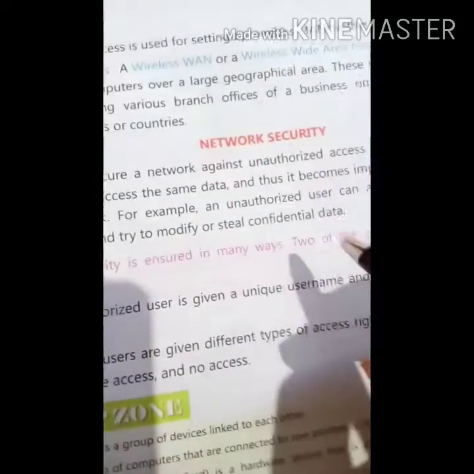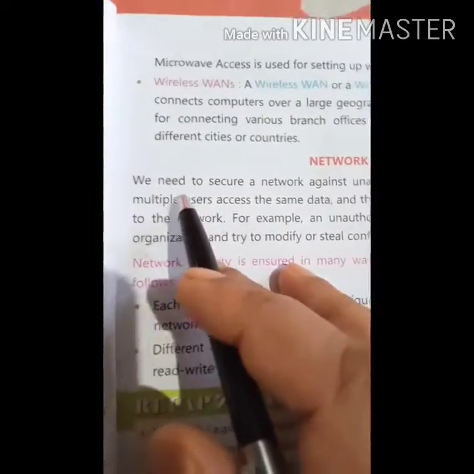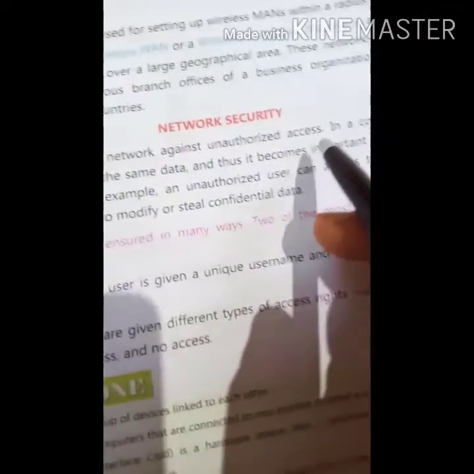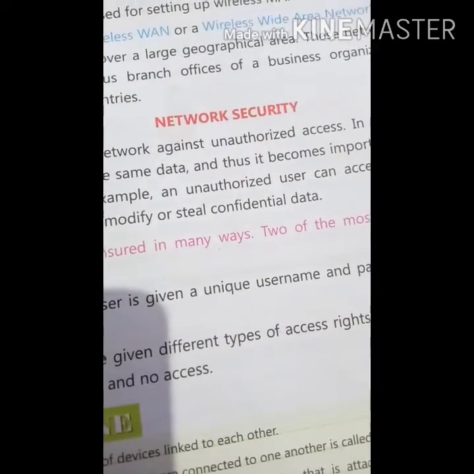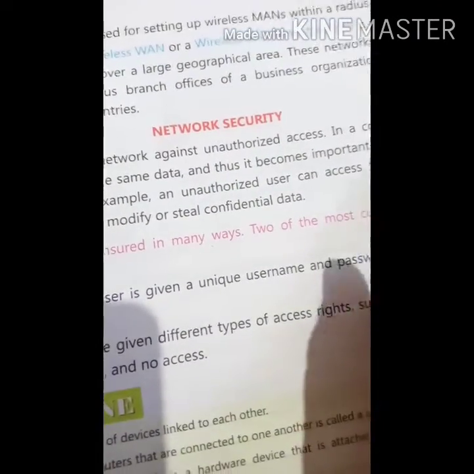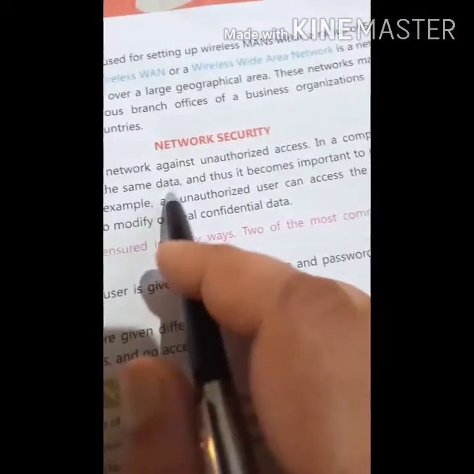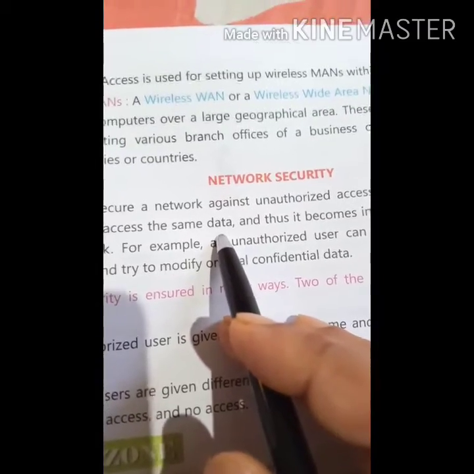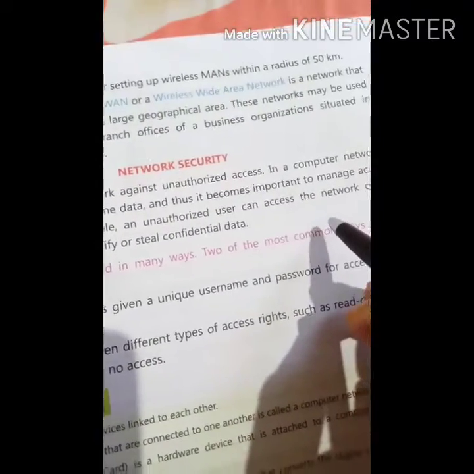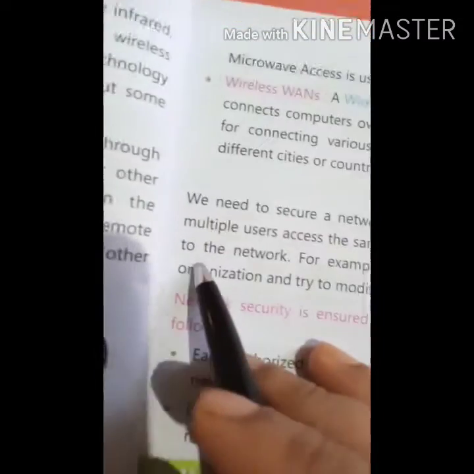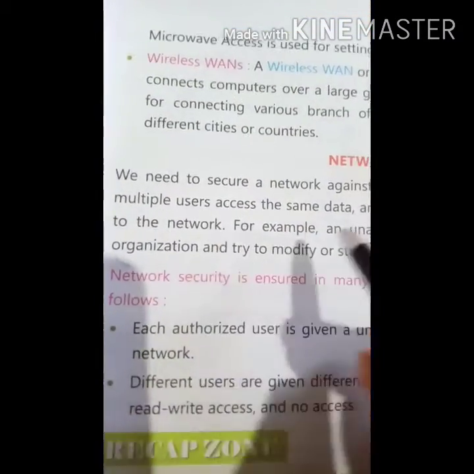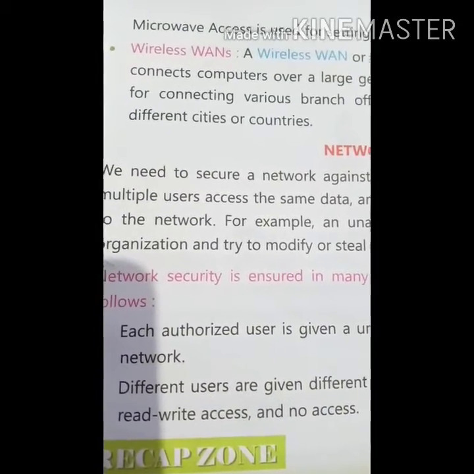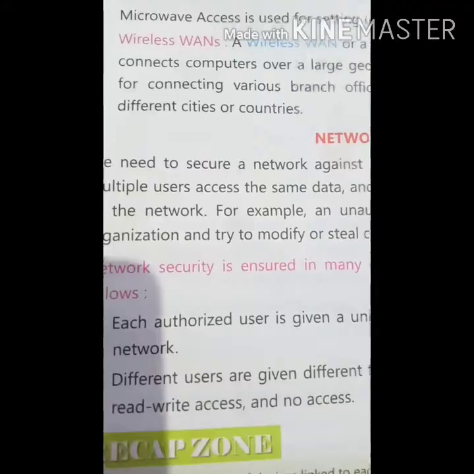And here, network security. We need to secure a network against unauthorized access. So unauthorized access to the network will be stopped. In a computer network, multiple users access the same data. The same data can be accessed by multiple users, and thus it becomes important to manage access to the network. Who can access the network and who cannot access the network, that we learn in network security.